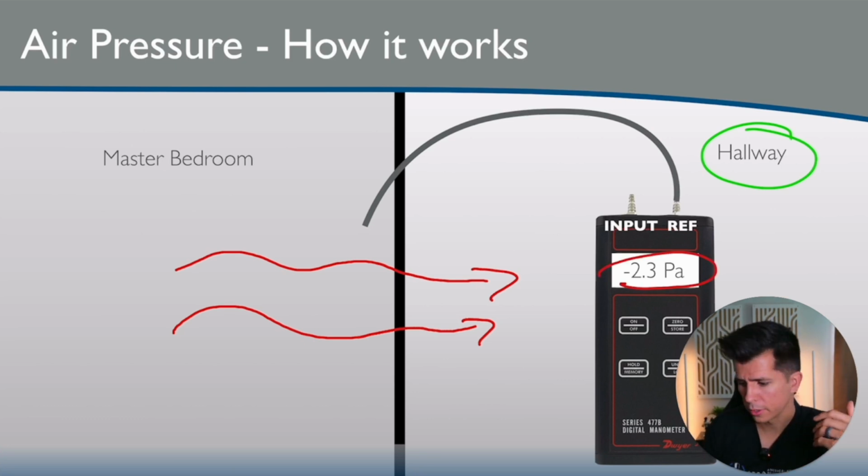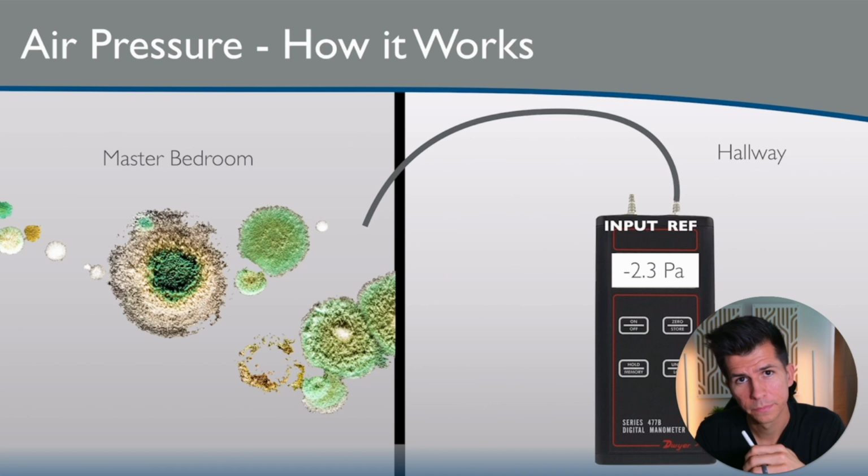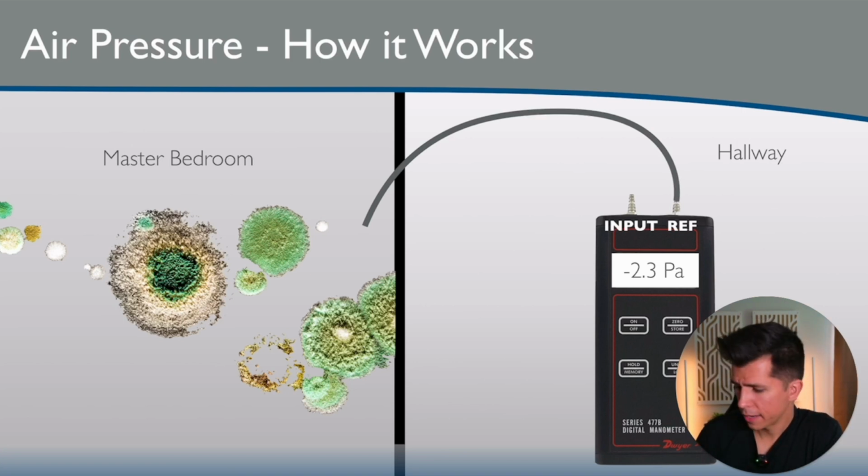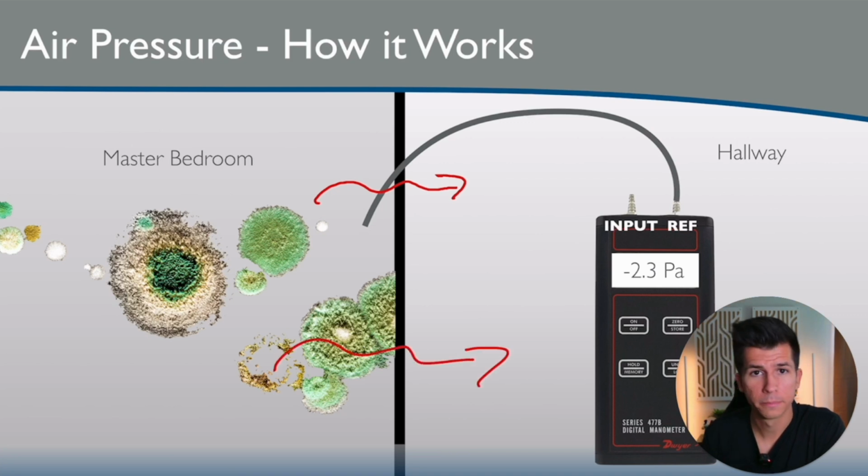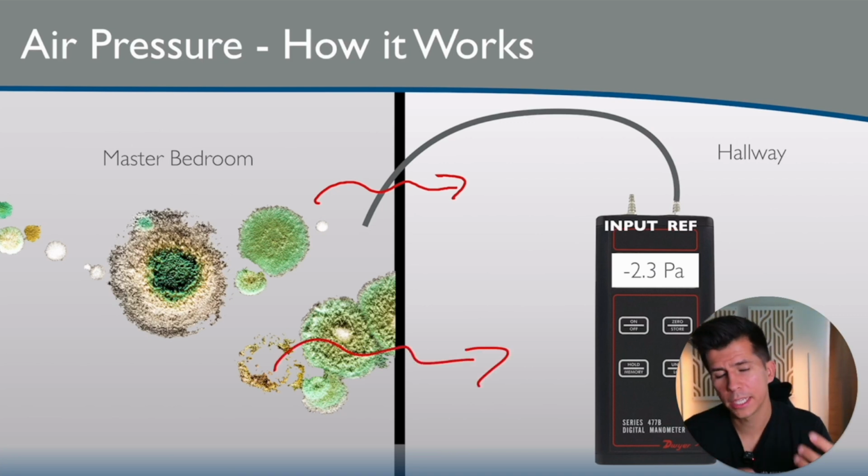All right, so is this a problem? Mold growth in the master bedroom, right? Now we have mold growing in the master bedroom. Is that affecting the hallway? Well, our manometer says it is. If there are spores flying around in the master bedroom, they're going into other parts of the home. And see, already we're starting to see why this is important.